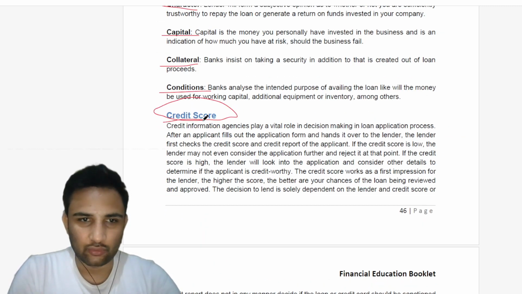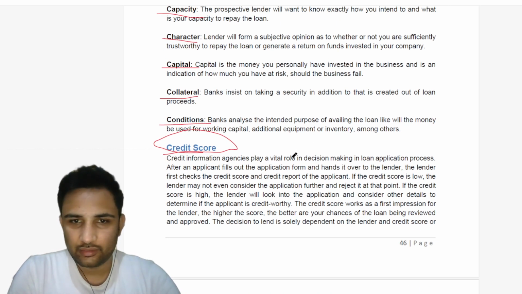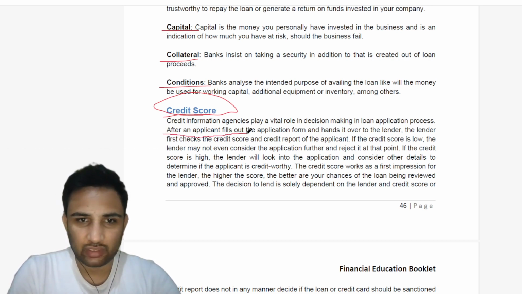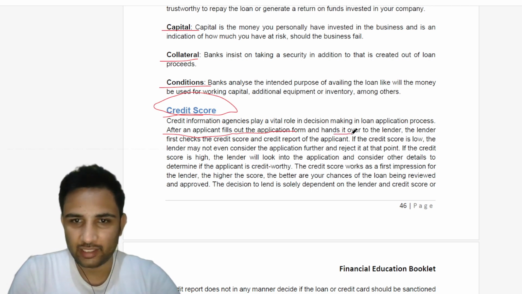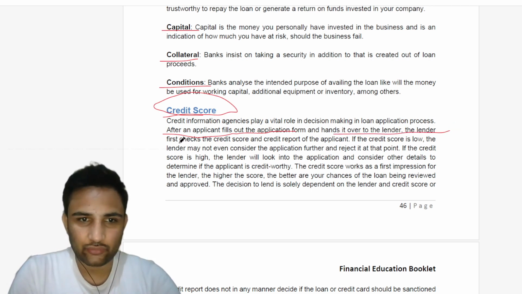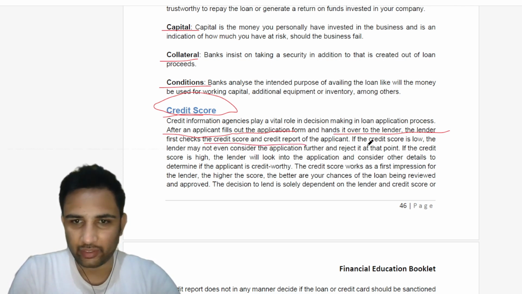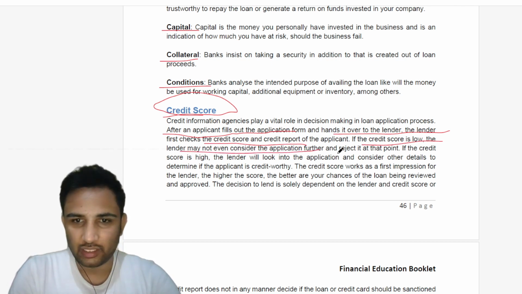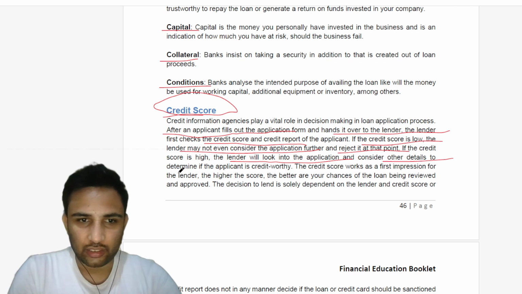Then we have credit score. The credit information agencies play a vital role in decision making in the loan application process. After an applicant fills out the application form and hands it over, the lender first checks the credit score and credit report of the applicant. If the credit score is low, the lender may not even consider the application further and reject it at that point. If the credit score is high, the lender will look into the application and consider other details to determine if the applicant is creditworthy.